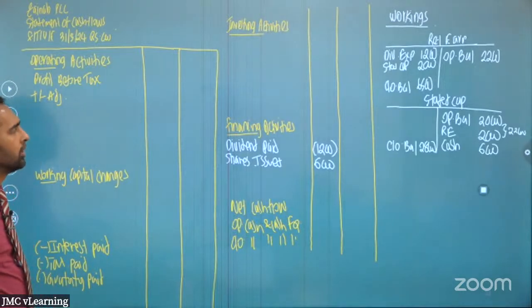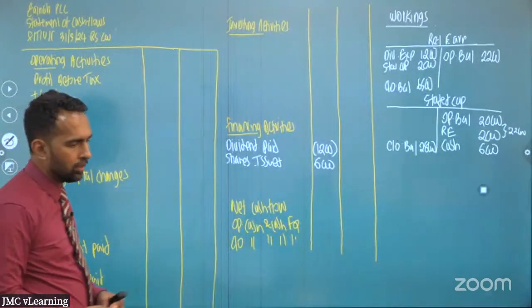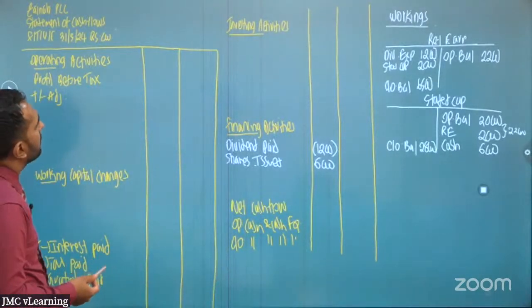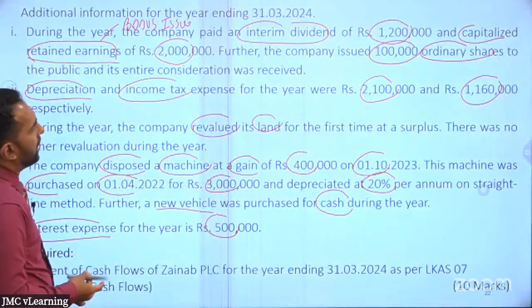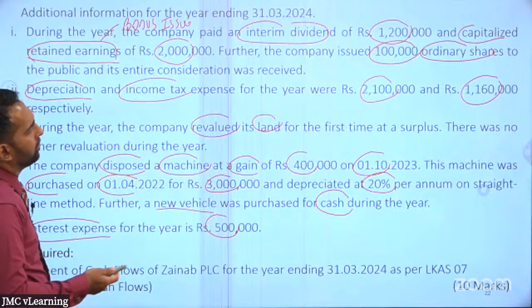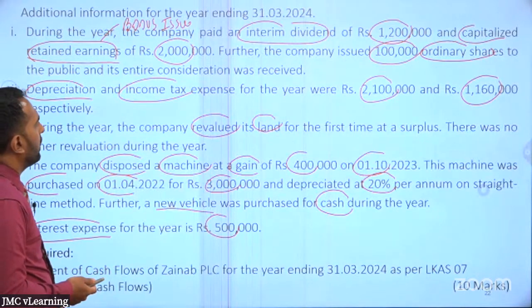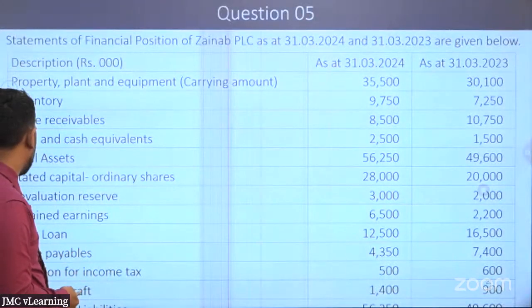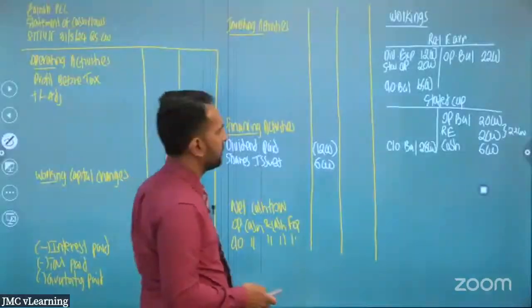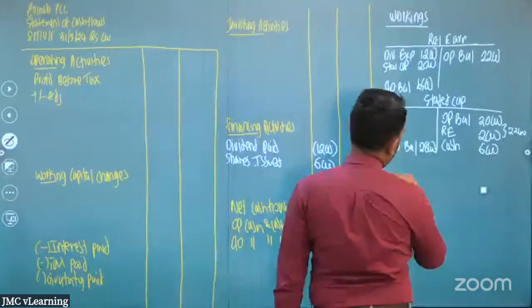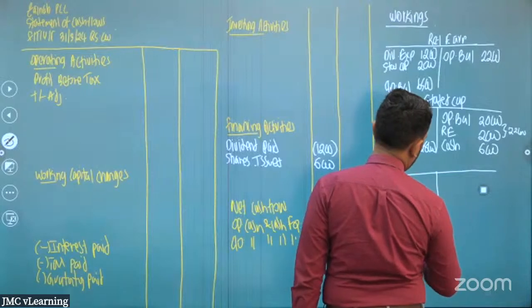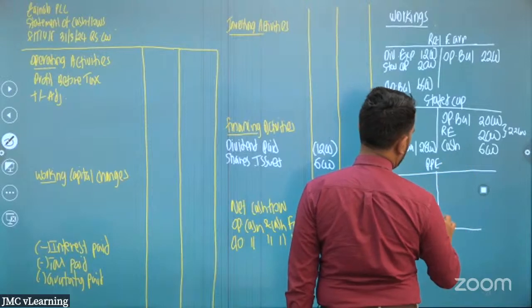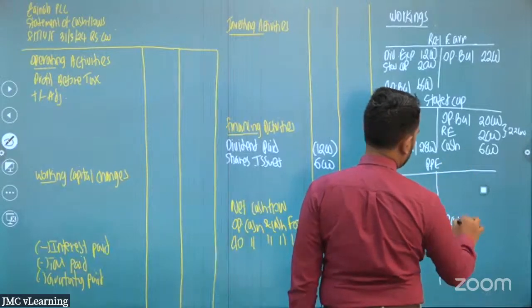Right. So the first adjustment we have just completed. We look at the second one: depreciation and the income tax. What are the relevant T accounts that we need to open? For depreciation, we need to open up the PPE account, and for the tax, you need to create the tax payable. So let me open up the PPE account and the tax payable. So this is my PPE account and the tax payable.